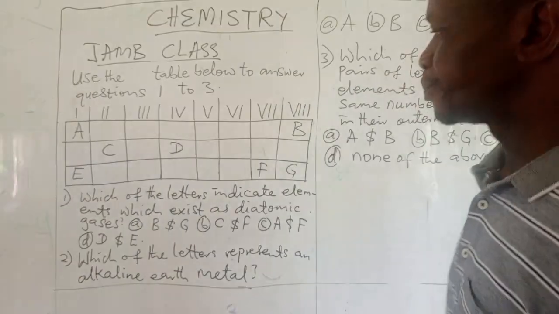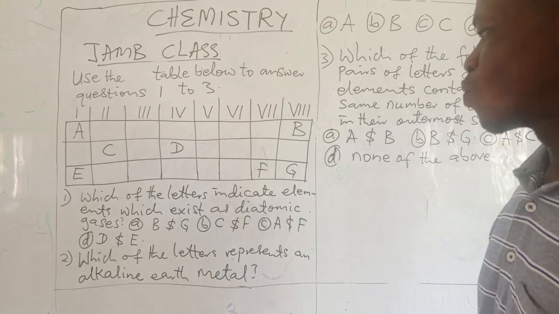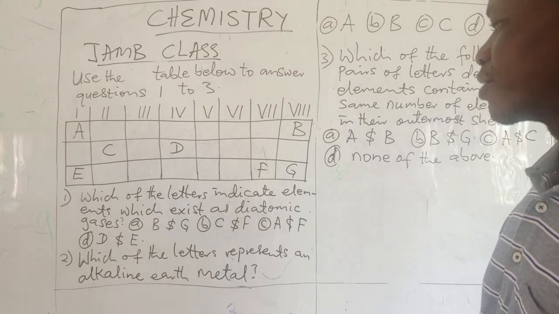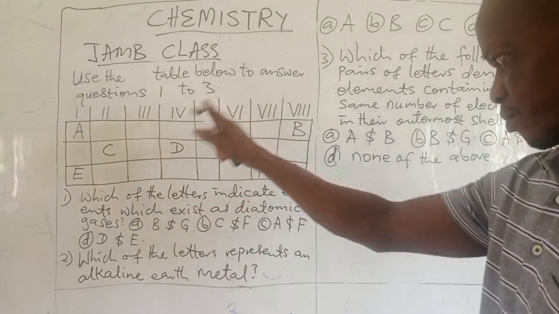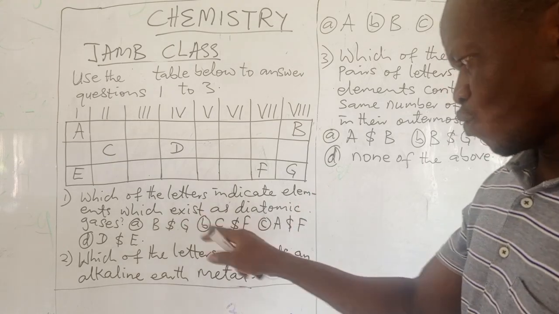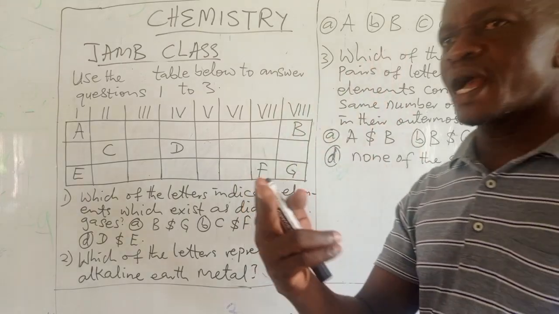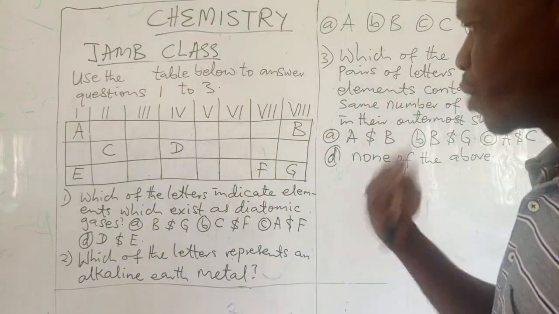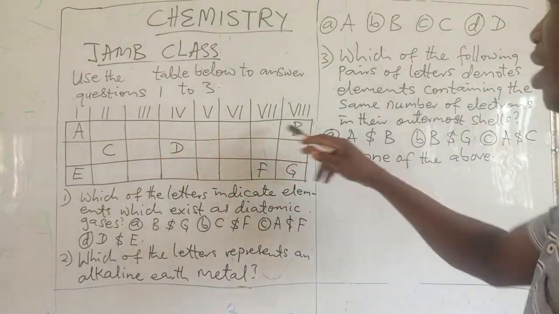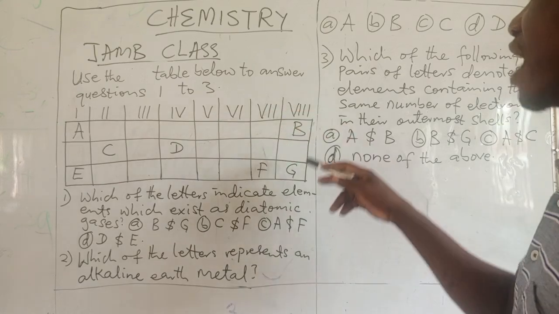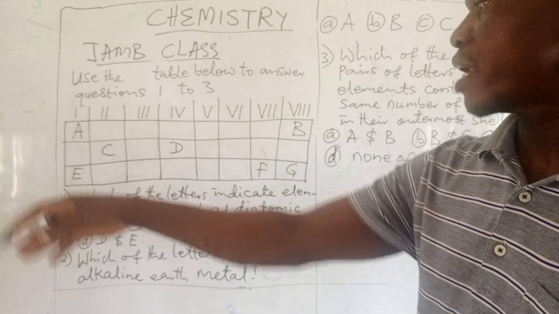Now, question 1 says, which of the letters indicates elements which exist as diatomic gases? Diatomic gases: a gas that is made up of 2 atoms per molecule. Now, the first thing you should do, where do we have gases? These are not gases. This side are not gases.